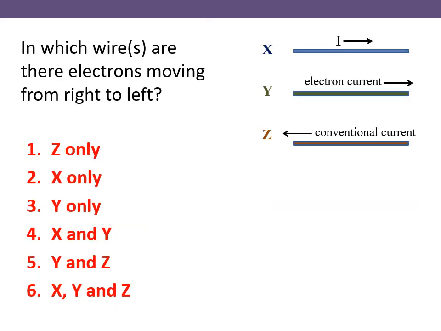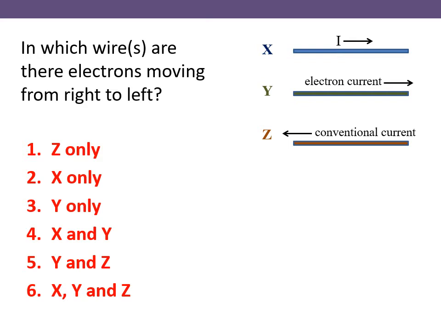Okay, so if we have a wire, in which wire are the electrons moving from left to right? The symbol I in the top one, X, is always referring to conventional current. So conventional current is flowing from left to right in the top wire, so it's not that one. In the second wire, labeled Y, we have electron flow current traveling from left to right. So it's obviously not that one again. In Z, we have conventional current flowing from right to left.